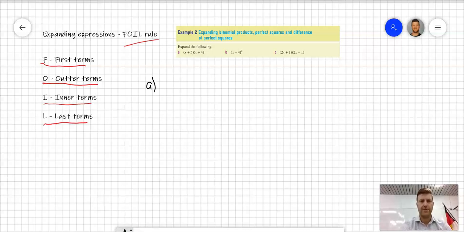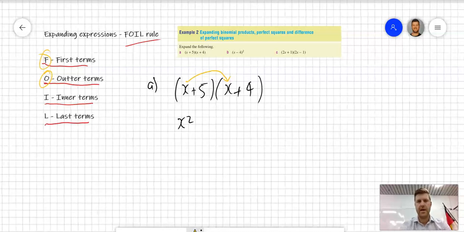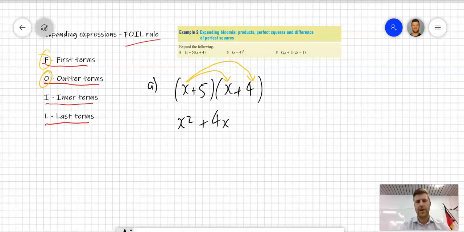I've got example 2a from the textbook, and my first bracket has x plus 5, and in my second bracket I have x plus 4. Now, using the FOIL rule, what I want to do is multiply to start with the first term in each set of brackets. So in this case, it's x times x, which is x squared. So that's the first term done. Then I'm going to multiply the outer two terms from each bracket. So the outer terms are x and positive 4. So x times positive 4 is plus 4x.